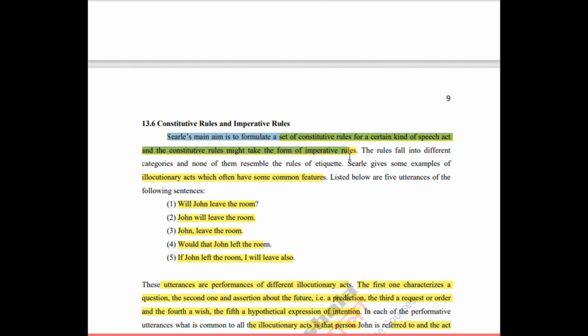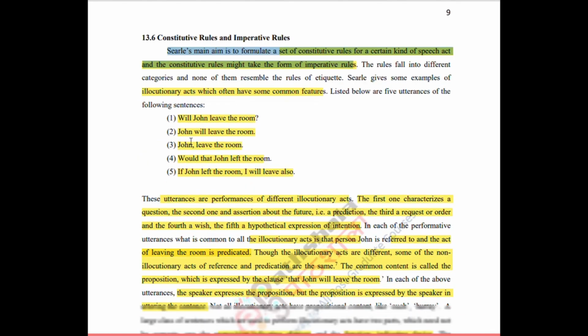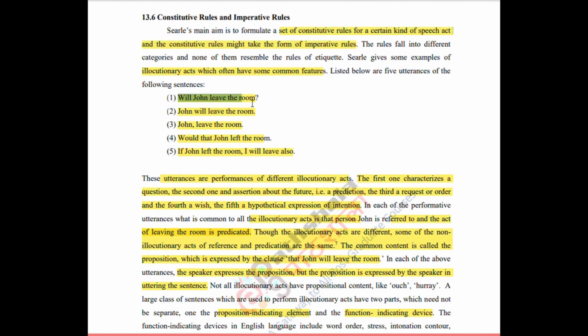It might sound something technical. We have seen this example earlier: Will John leave the room? John will leave the room. John, leave the room. If we go slowly, we will understand that the utterance is different in all these. The first has a question mark, so it is a question. The second is a statement. And the third is a request. All these utterances are performed differently, and therefore these are examples of illocutionary acts.